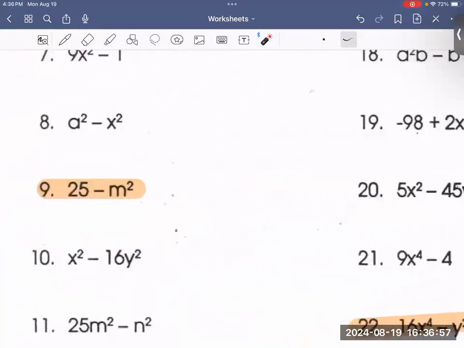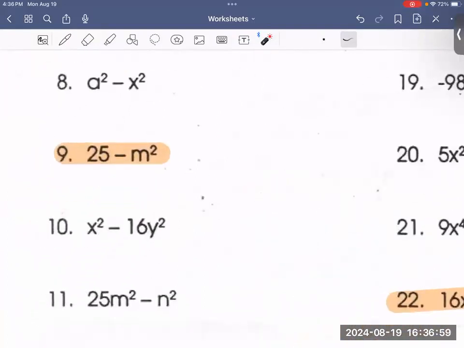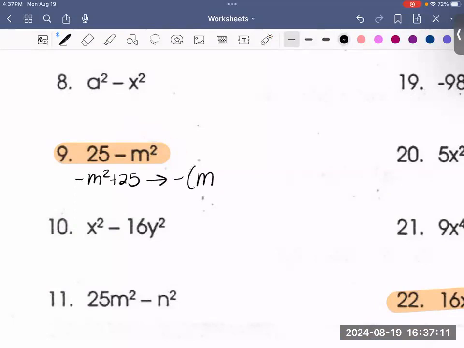Let's try that again with number 9, again noticing that your leading coefficient here is negative. So if we were to rewrite it, it would look like this, very similar to what we just had. So factoring out the negative and switching your sign, then we can say we really have negative x plus 5 and x minus 5.